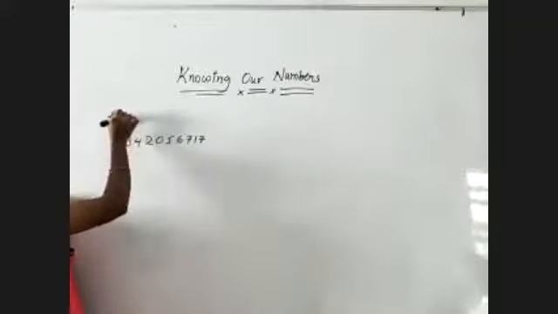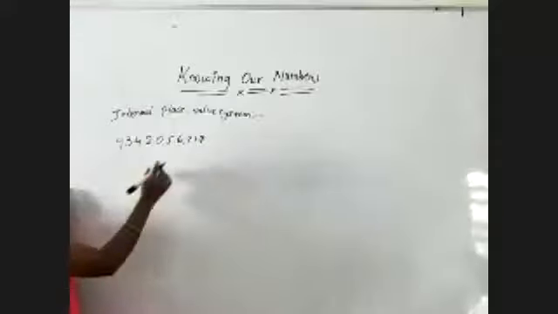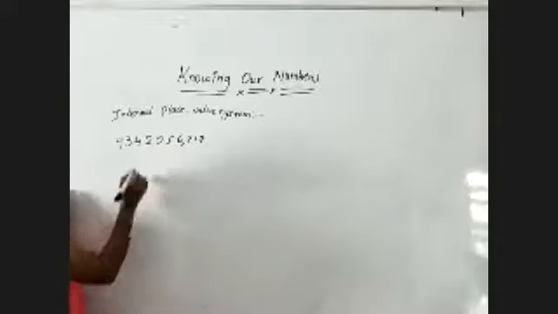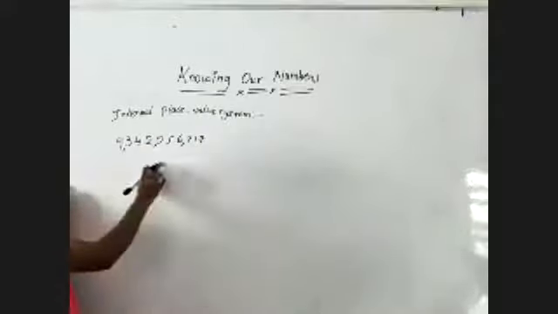So how should I write in the international place value system? In the international place value system, each period must have 3 digits. So first of all, use a comma for every 3 digits. Take your mother's mobile number or father's mobile number and try this yourself.